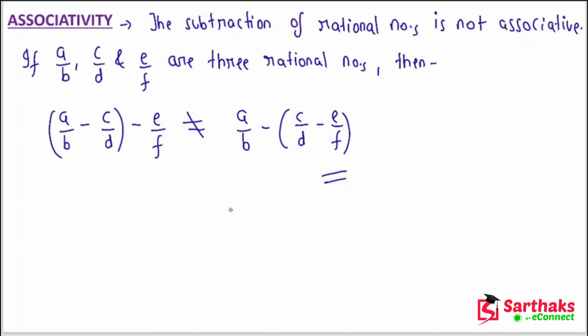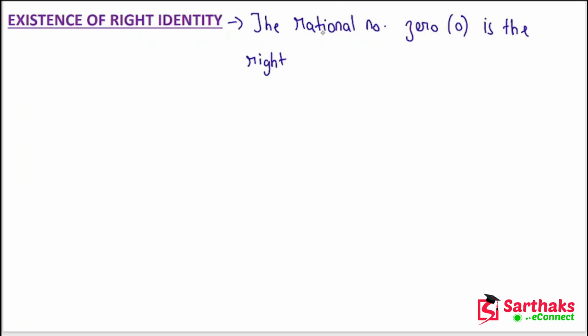Let us move to the last property, which is existence of right identity. As addition of rational numbers had existence of additive identity, which was 0, here also existence of right identity is defined. Here the rational number 0 is the right identity. Why are we calling it right identity? Because it can only be applied on the right hand side. Let me tell you how.